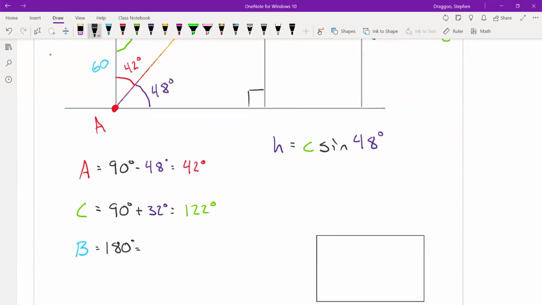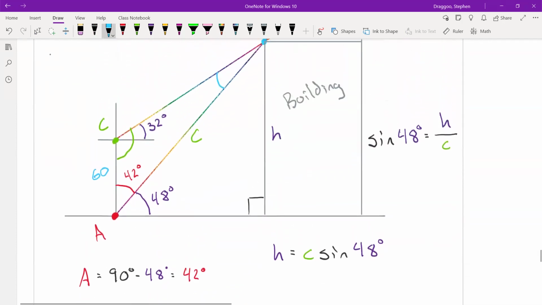So B should be 180 minus each of the other two angles. So 180 minus 42 minus 122, I believe you'll get 16 degrees. So angle B, we knew that was a smaller one, just based on the diagram that we drew, only 16 degrees. Now we know all three angles.